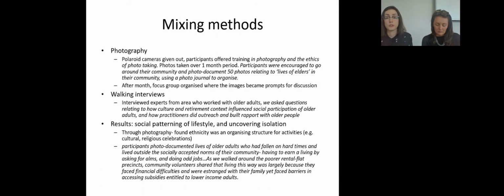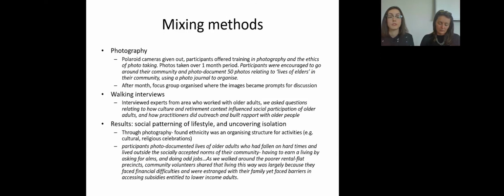The results of this paper showed the creative methods used reflected social patterning of lifestyle and actually uncovered a lot of social isolation amongst older people. So through photography, they found that ethnicity was an organising structure for a lot of the activities within the elder supported housing group. For example, cultural or religious celebrations were done not across communities but within communities.